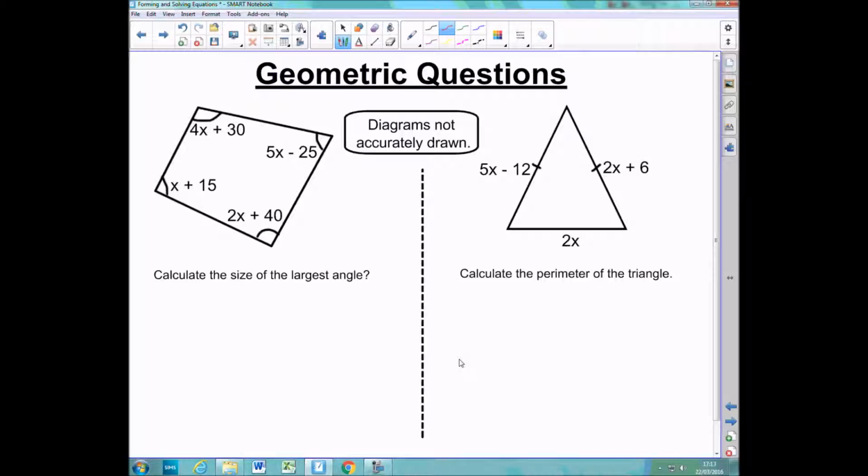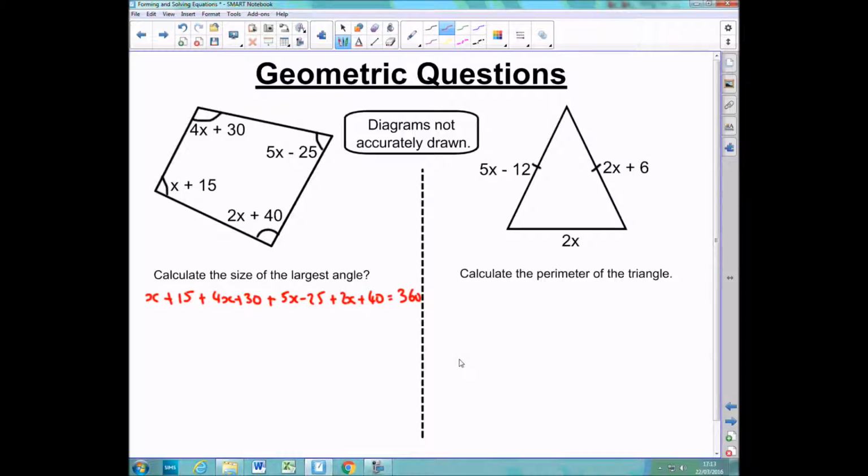First off, on the left, we have a four-sided shape, and hopefully you remembered that four-sided shapes' angles add up to 360. So I'm going to add up all the angles, all of the algebra, and know that that equals 360. Starting on the left, I have x plus 15 plus 4x plus 30 plus 5x minus 25 plus 2x plus 40, and I know that this equals 360.